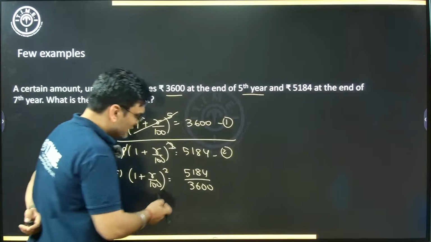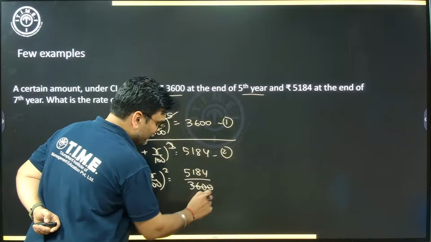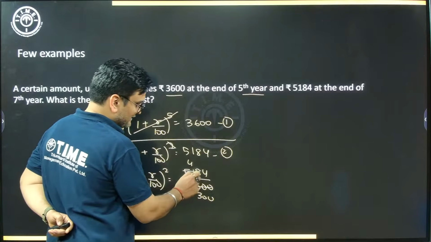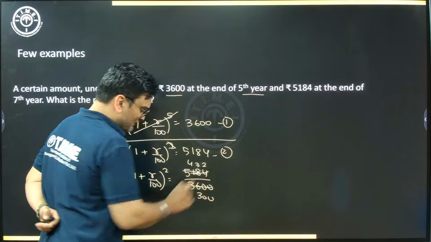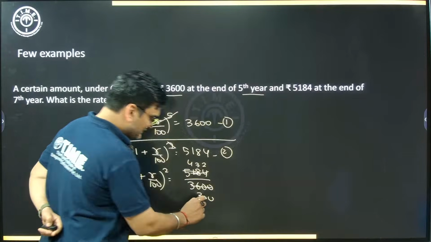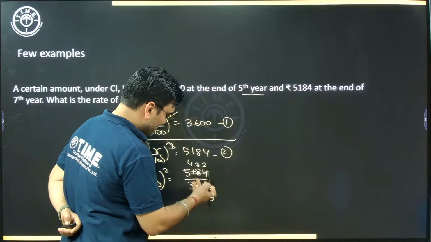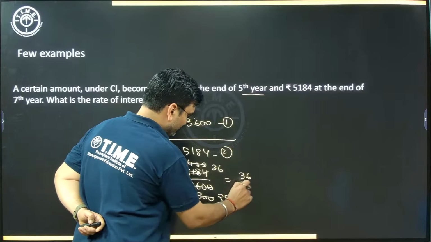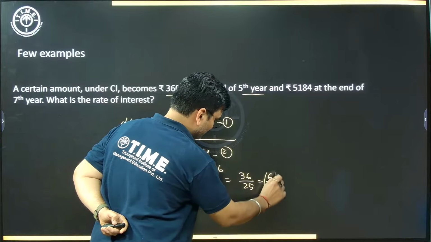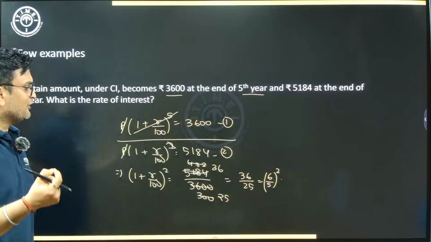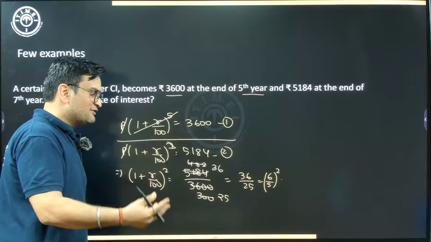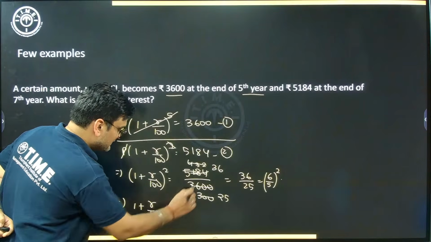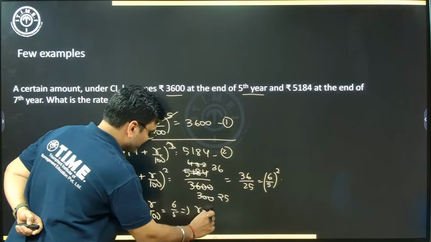Now let's simplify this. So when you try to simplify this, 12 will go 300 times. So 12 here will go 4 times, 48, 36, 3 times, 24, 2 times. We can still cancel out 6, I think. Or probably we could also cancel out 12 again. So 12 goes 25 times, and here 12 goes 36 times. So it's 36 by 25, which is nothing but 6 by 5 whole square. So now everything will depend on how quickly you can divide, how quickly you can cancel out common factors, multiply, all of that. So here 1 plus R by 100 is nothing but 6 by 5. And hence when you solve it, the value of R will be 20%.